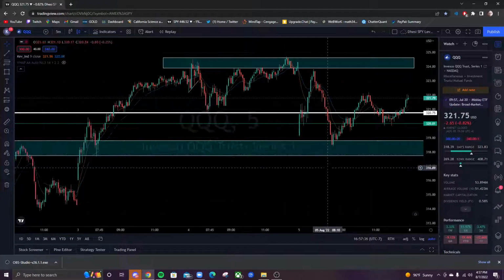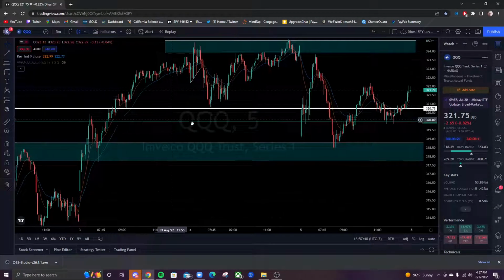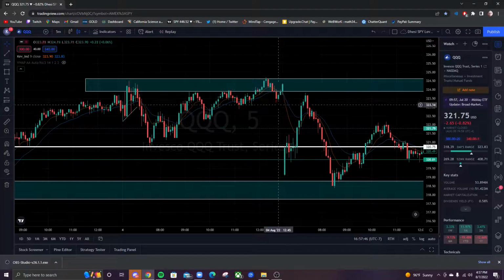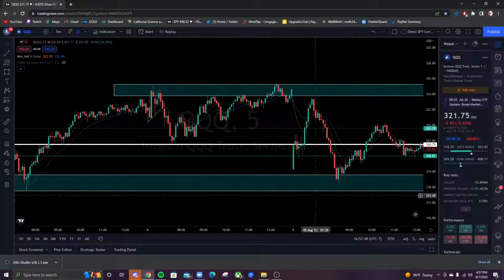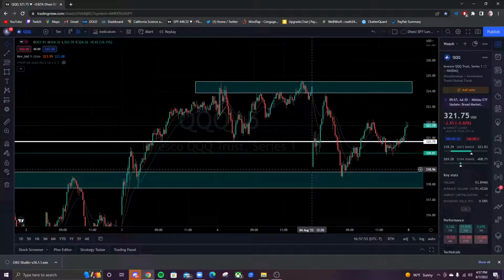So let's go back here. Alright, so that is how I would play the supply zone rejection. And same thing here, similarly. And then we're looking at this gap down here on August 5th. We did get pretty close to the zone.